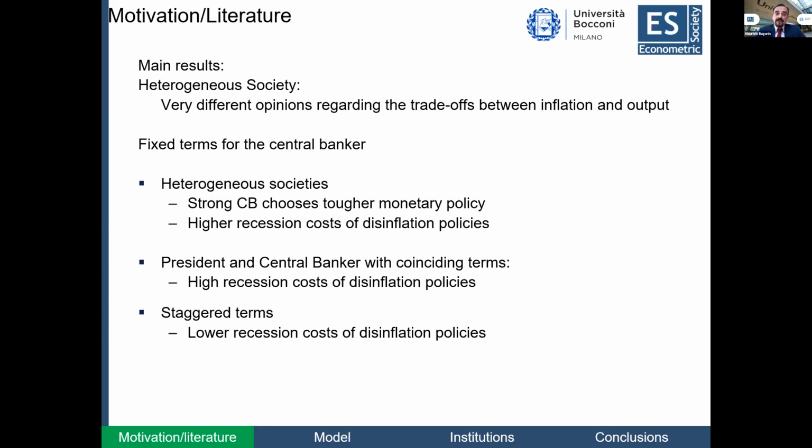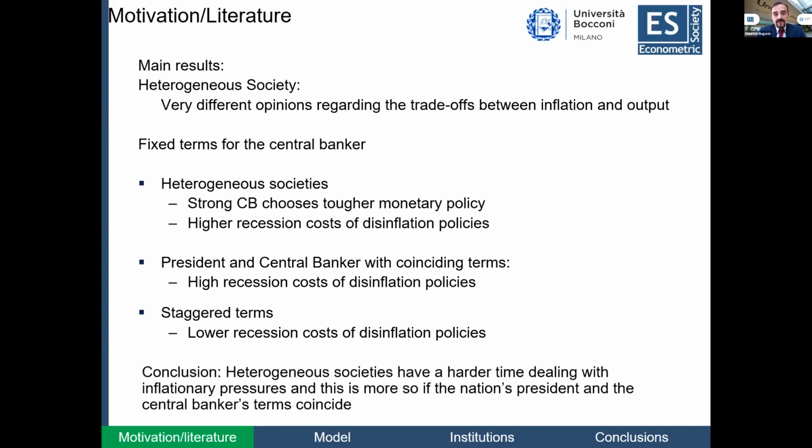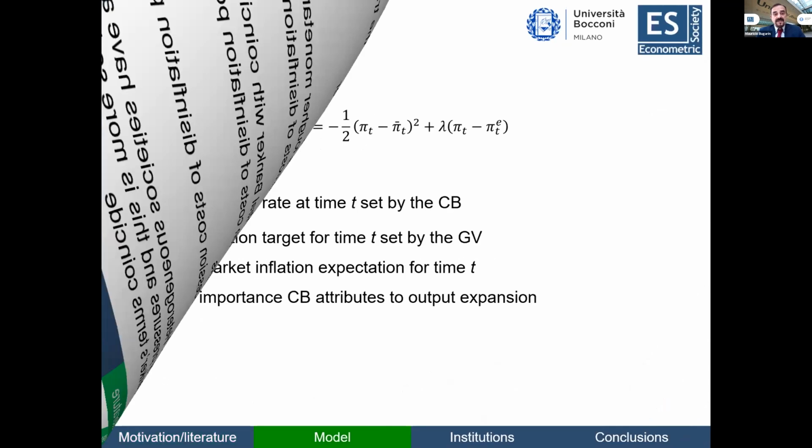Whereas when the terms are staggered, so that the president has to bear with an already existing central bank for a few years, then this high cost that we highlighted in heterogeneous societies may be much lower. So the conclusion is that heterogeneous societies have a harder time dealing with inflationary pressures, and this is more so if the nation's president and the central banker's terms coincide. So this is the message of this paper.